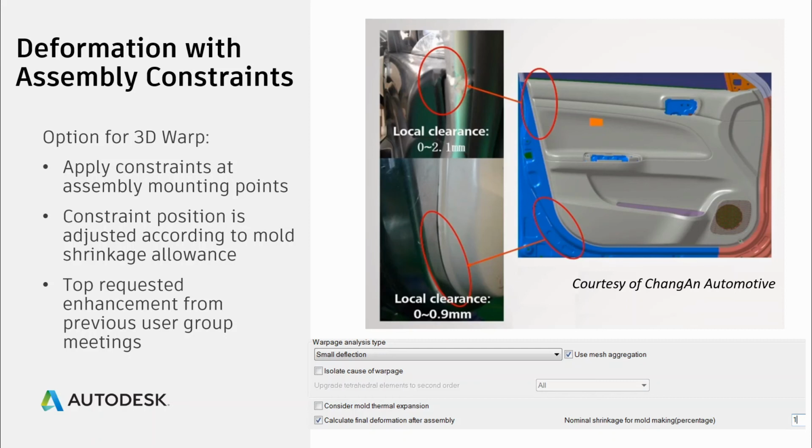So in the technology preview feature, you see this option which allows you to calculate the final deformation after assembly and nominate what was the shrinkage allowance factor in the mold dimensions. And here we see an example of this feature being used in an analysis of an assembly of a door panel, courtesy of Chang'an Auto.